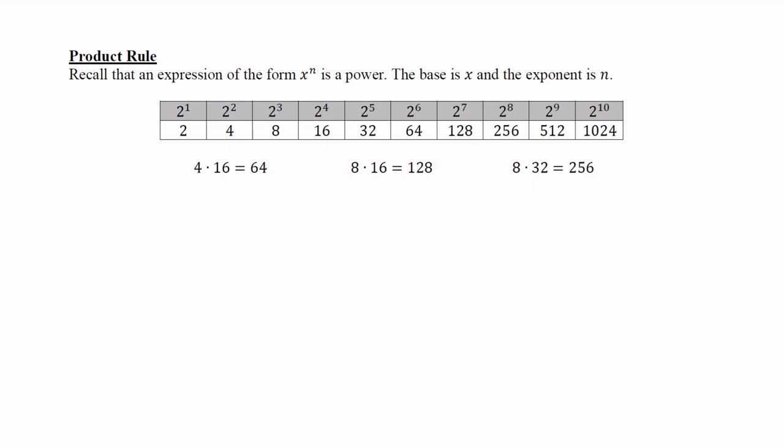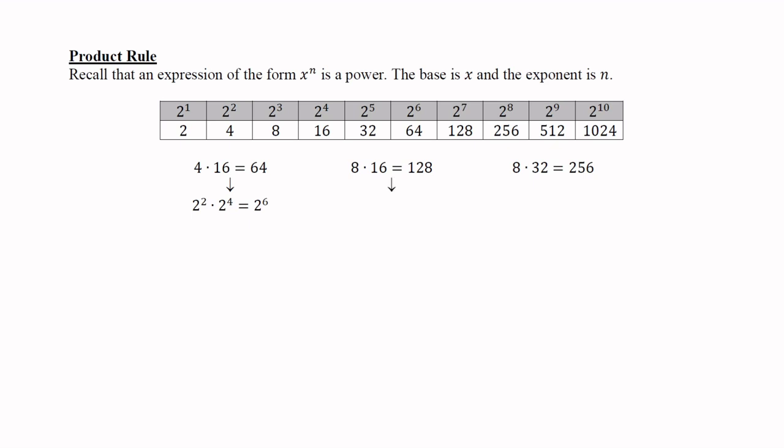We have 4 times 16 equals 64, 8 times 16 equals 128, and 8 times 32 equals 256. You'll notice that all of these numbers in these problems are powers of 2. If you look at your table, you can see 4 is there, 16 is there, 64, 128, 32, 256. They're all up in that table. So we can rewrite these pieces as powers of 2. Let's do that with the first one. 4 is 2 squared, 16 is 2 to the 4th, and 64 is 2 to the 6th.